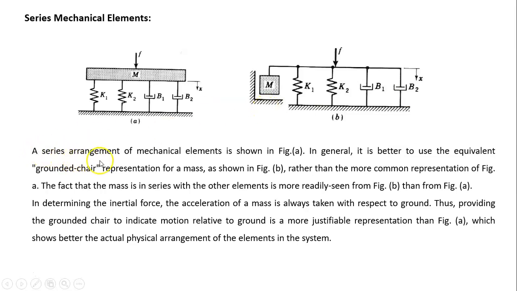Therefore, a series arrangement of mechanical elements is shown in figure A. In general, it is better to use the equivalent grounded chair representation for a mass as shown in figure B rather than the more common representation of figure A. The fact that the mass is in series with the other elements is more readily seen from figure B than figure A. In determining the inertial force, the acceleration of a mass is always taken with respect to ground, thus providing the grounded chair to indicate motion relative to ground is a more justifiable representation than figure A, which shows better the actual physical arrangement of the elements in the system.